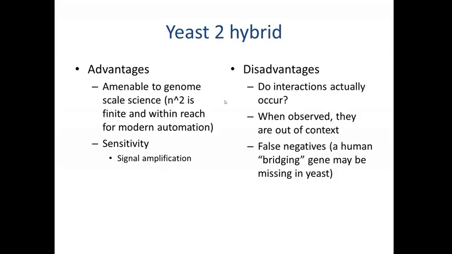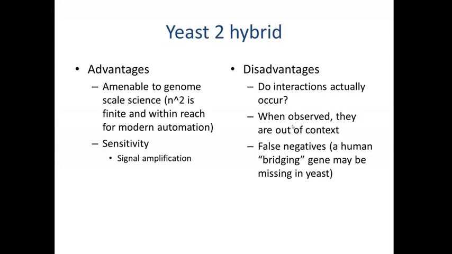There are also downsides to the yeast-2 hybrid. Do these interactions actually occur in vivo? Maybe those proteins aren't expressed at the same time, so they might not. When they are observed out of context, you could have interactions that occur in yeast but don't occur in a human cell, for example, because there's another higher affinity partner for one of the two factors.